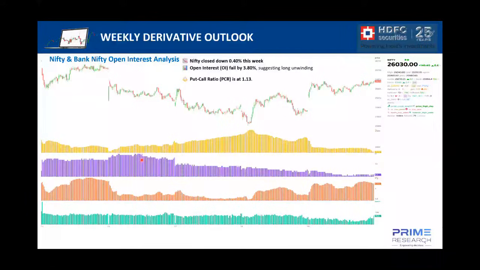This is a PCR chart. In the initial days, PCR was trading above the 1.12 level. Again, it has fallen, and after that it has been continuously rising, which is a good indication. It also supports that the market may rise in the current session for Nifty.